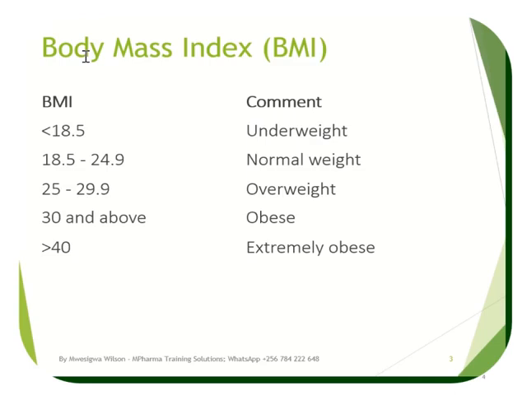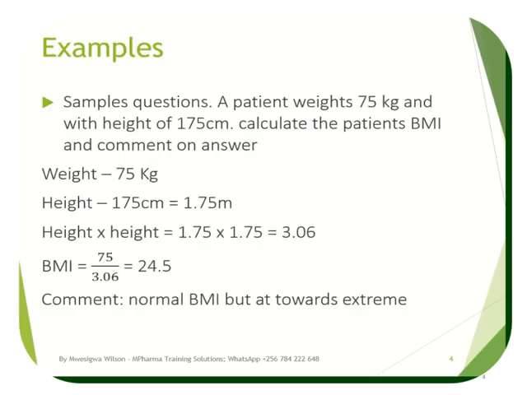So this is how you can interpret BMI. If it's less than 18.5, the patient is underweight. Between 18.5 and 24.9 is normal weight, and 25 to 29.9 is overweight. Then obese is this, and over 40 is extremely obese. So it's good for some people to know their weight and their BMI.